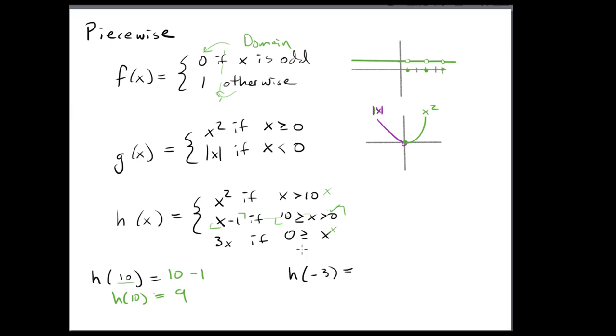What about negative 3? Is negative 3 greater than 10? No. Is it in here? No. Is it less than 0? Yes, it sure is. So I'm going to do its 3x, so 3 times negative 3, that's negative 9. h of negative 3 is negative 9. And that is how we evaluate a piecewise function.